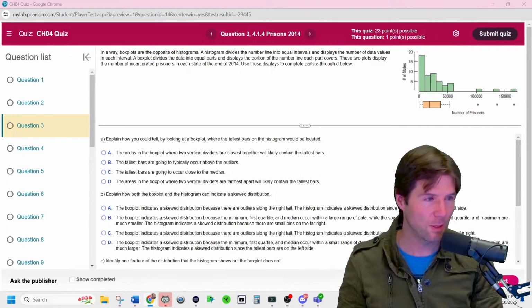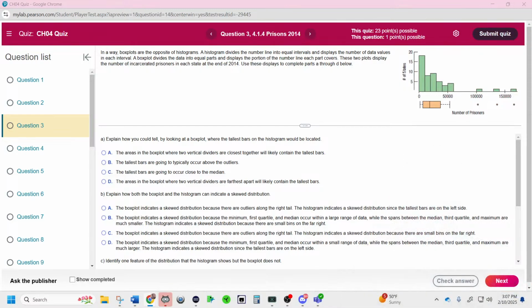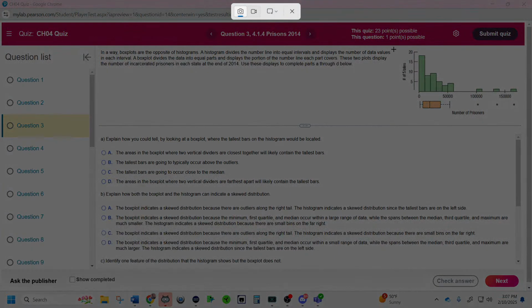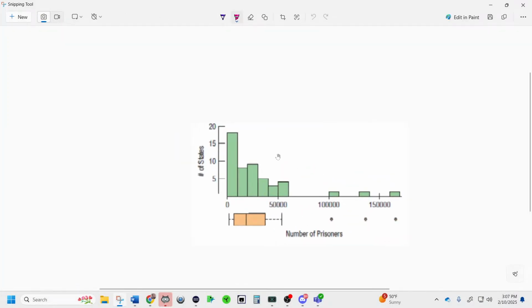In a way, box plots are kind of like histograms, kind of the opposite too sometimes. Let's do it. Explain what we could tell by looking at the box plots where the tallest bars would be. So the tallest bars is where what? Think about answering. The tallest bars is where there's a lot of what? In the histogram.